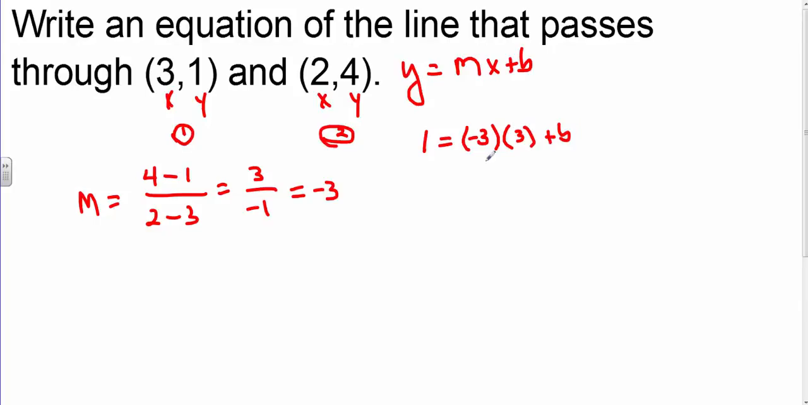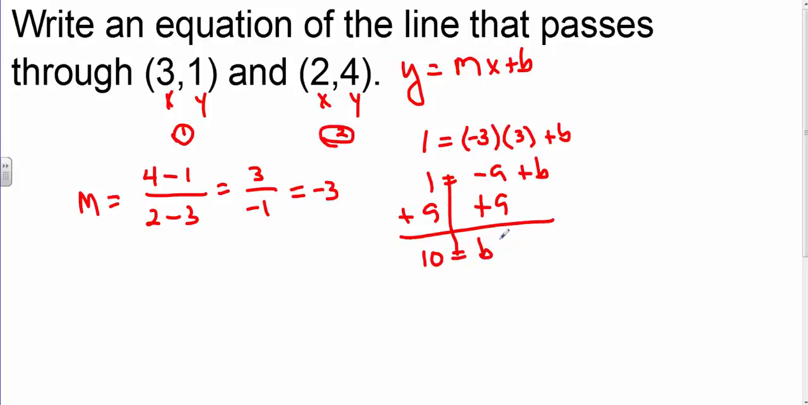plus b. That gives us 1 equals negative 9 plus b. Plus 9 plus 9. 10 is equal to b. Then we come back up here and we've got y is equal to, the slope is negative 3, x plus 10.